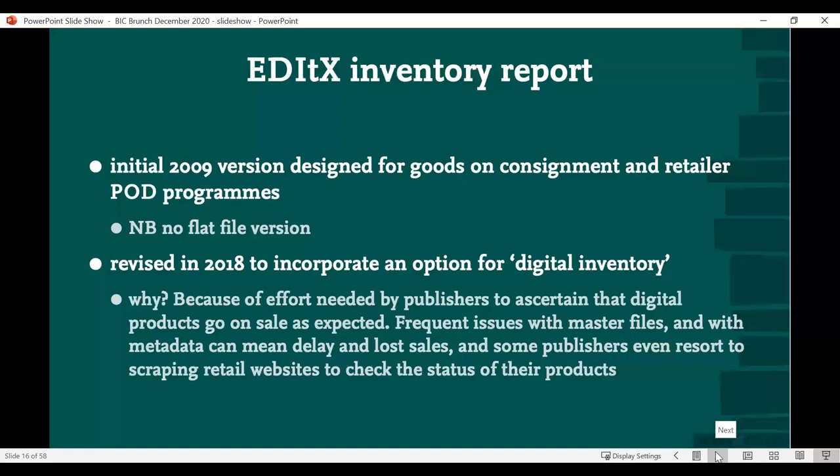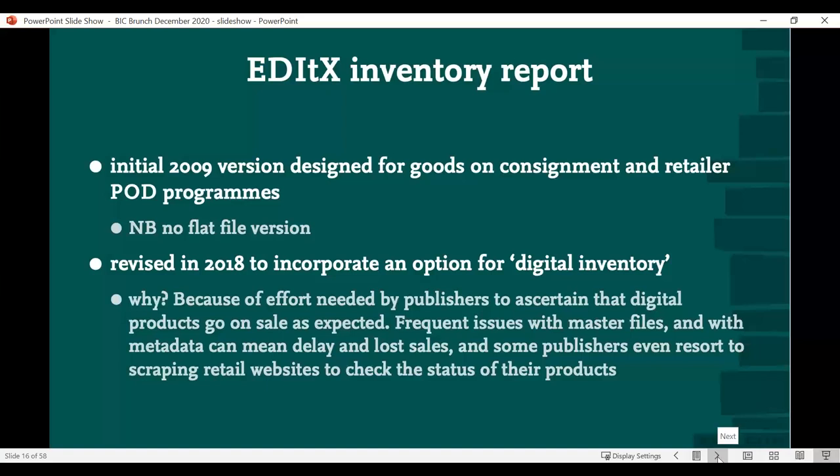It was last revised again in 2018 to incorporate a new option. We added the concept of digital inventory. And this is because of the effort, the time, the expense that publishers have been expending on ascertaining whether their products are on sale or not. The publisher distributes the master files for an ebook, but then has to get somebody to look at all the individual ebook retailer websites to see whether that particular product has gone on sale. This is a massive waste of time.